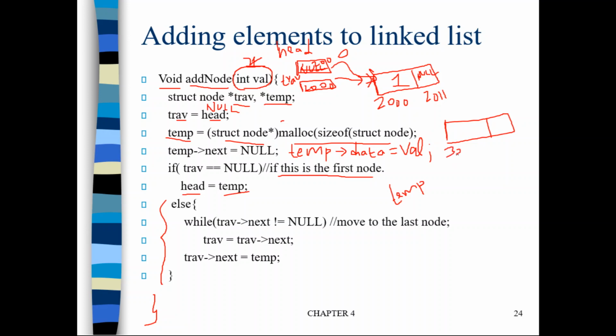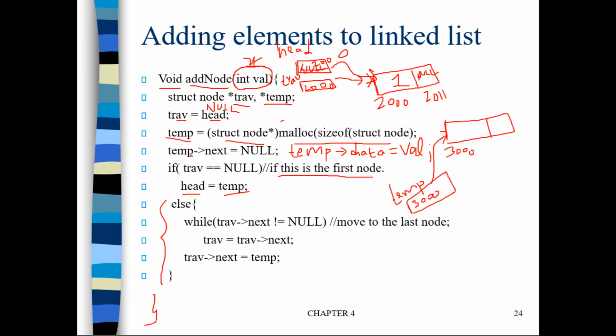Each node, the adjacent nodes will not be stored in consecutive locations. They can be stored anywhere, right? So if the starting address of the new node is 3000, then temp will hold 3000, which means that now temp is pointing here.